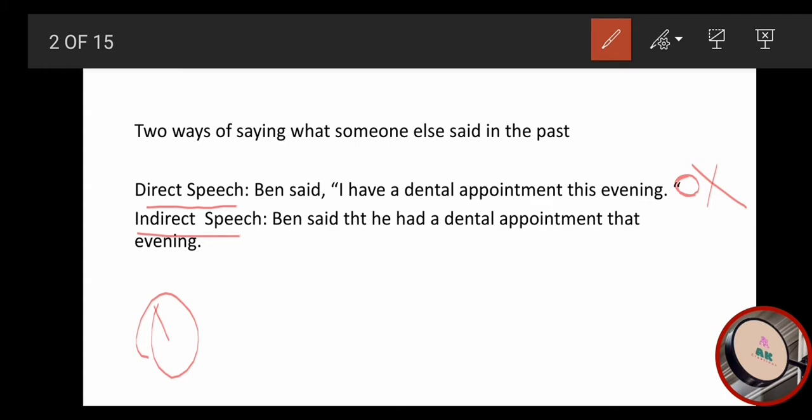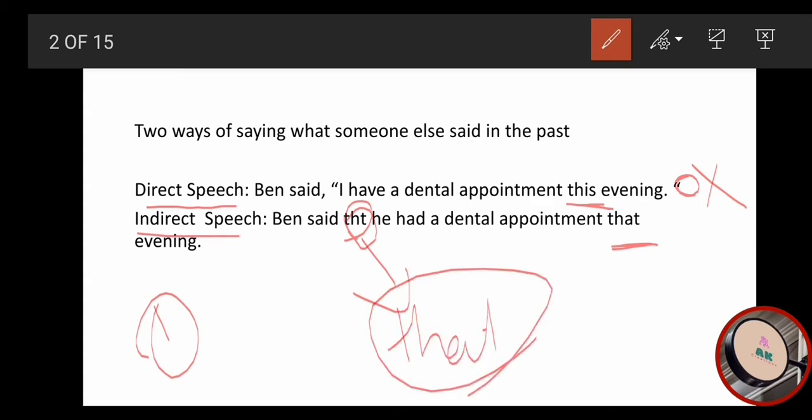Then here you can see "this" and "that". Before going into this, let me tell you, it is "that", not "this"; don't get confused. Ben said, "I have a dental appointment this evening." For the indirect speech you have to change it to "Ben said that". That is very compulsory, children; you have to fix it.